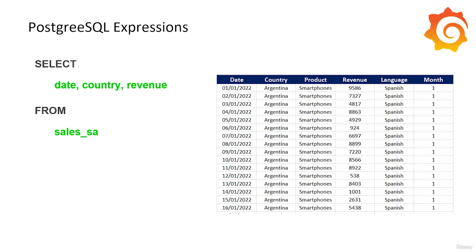Now we can still add a third expression, a condition. So for example, we may only want to see rows that meet a certain condition. And the condition that we are going to add is that the language of the countries that we are measuring the revenue must be Spanish. And we add this condition by writing the expression where language equal Spanish. So now I'm going to switch over to Elephant SQL and we are going to build this query to see the results.